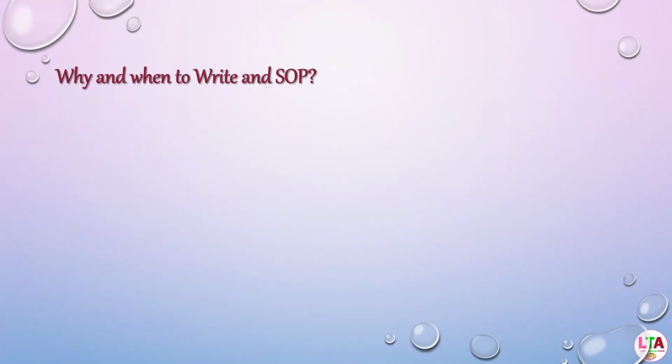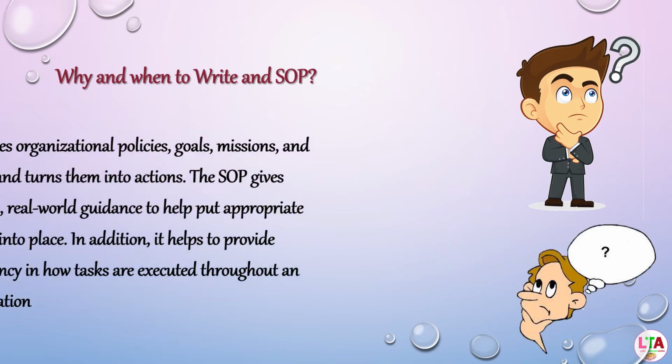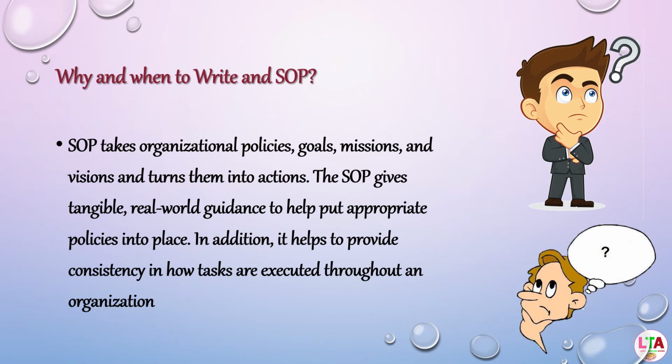You may think why we need an SOP and when it needs to be written. Every organization has a set of policies, procedures, goals, missions, visions, etc. The SOP, the standard operating procedure, takes the organizational policies, goals, missions, visions and turns them into actions. It also gives tangible, real-world guidelines to help put the appropriate policy in place. In addition, it helps provide consistency in how tasks are executed throughout an organization.